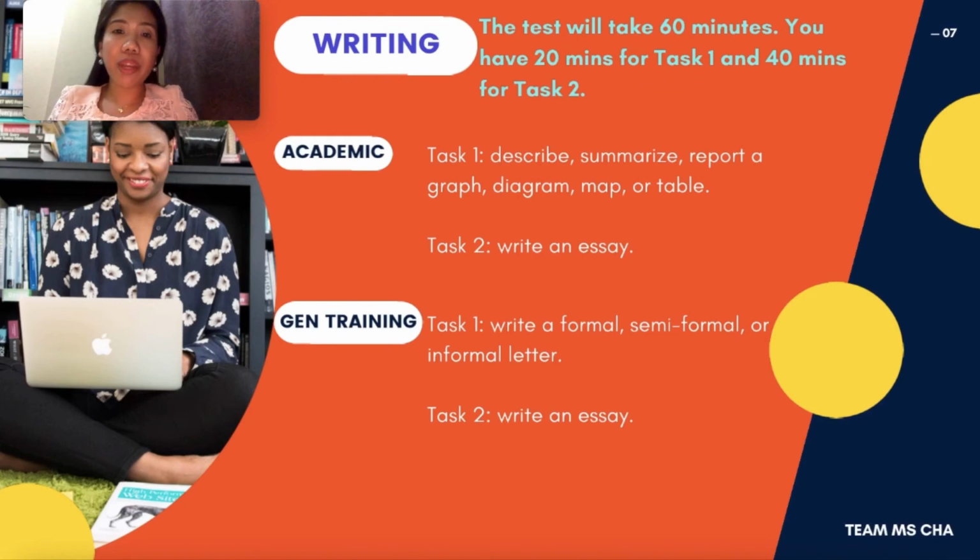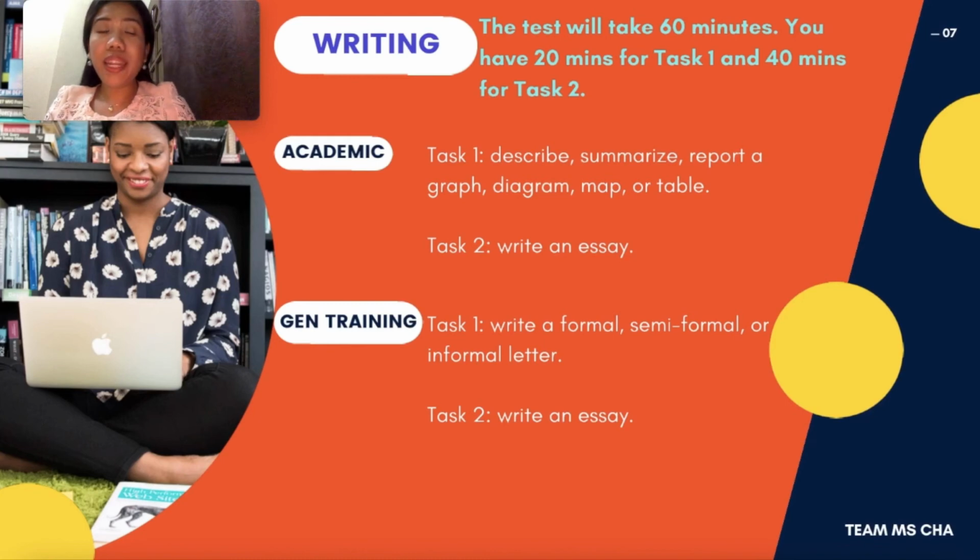What is academic writing? So in task 1, you may be asked to describe, summarize, or report a graph, a diagram, map, or a table. But sometimes there might be double graphs, or one diagram, or one bar graph. Or there will be 2 maps that will be presented to you. In task 2, you're asked to write an essay.